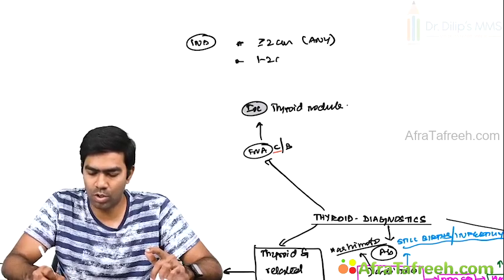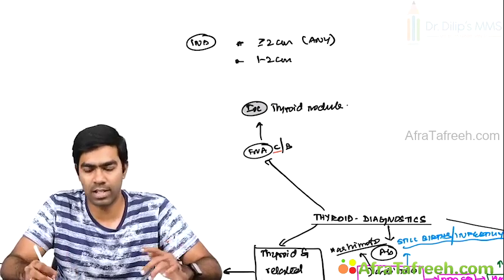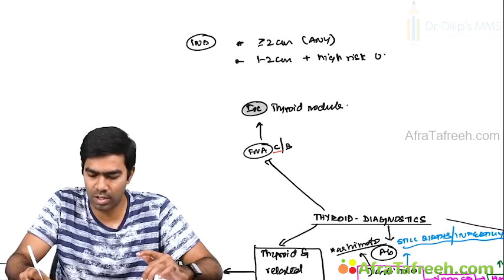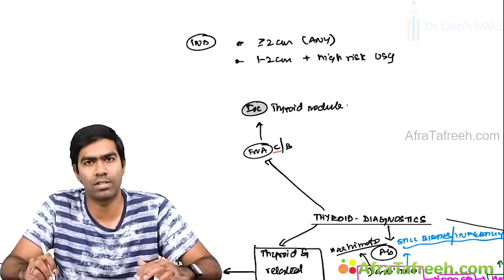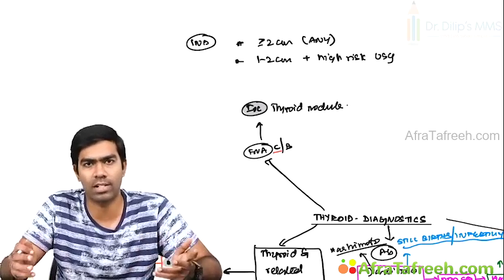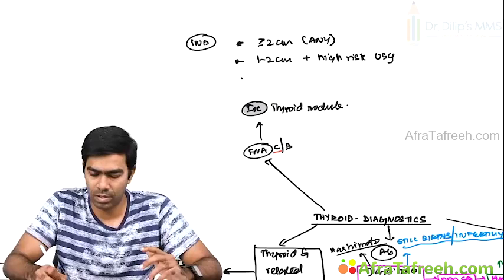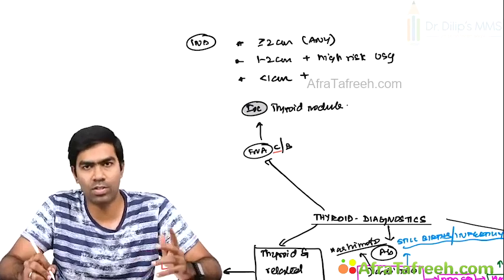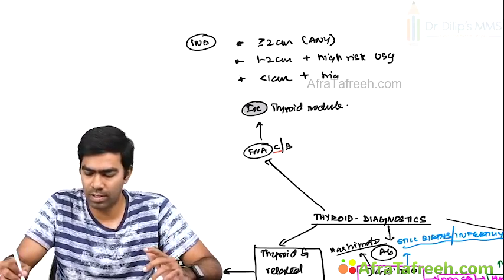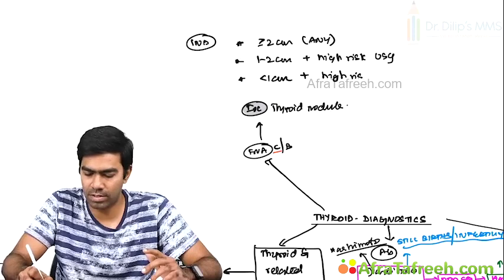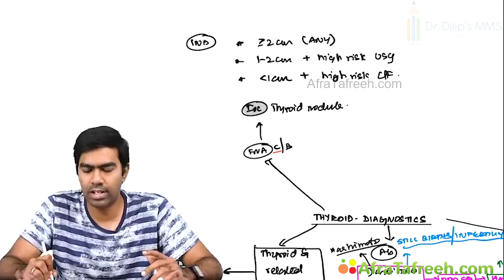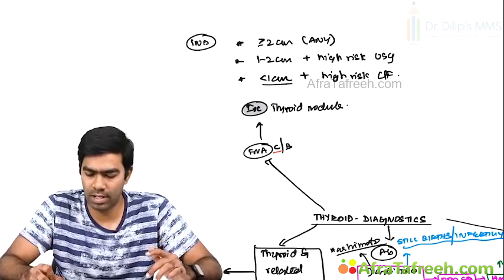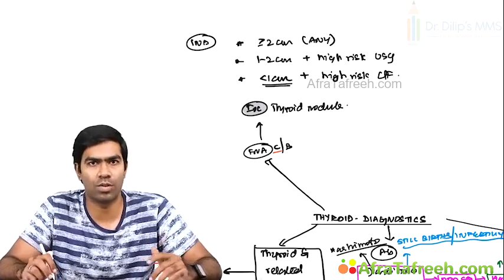nodules that are 1 to 2 centimeter in size, plus if you have high risk ultrasound features. We have just now discussed the high risk ultrasound features. So if there are any of the high risk ultrasound features, you can biopsy them. If the nodules are less than 1 centimeter, then also you can biopsy, but if the patient is having high risk clinical features, then even if it's less than 1 centimeter, you can do the biopsy.